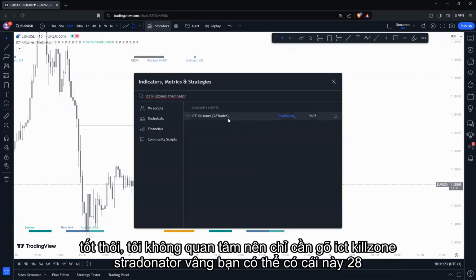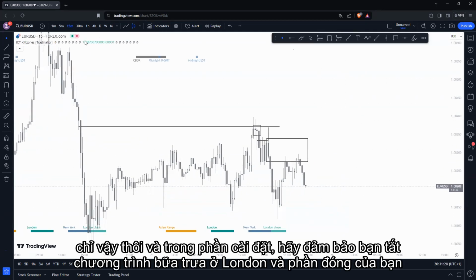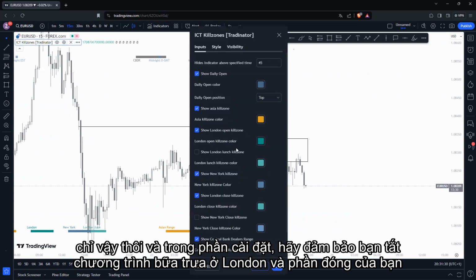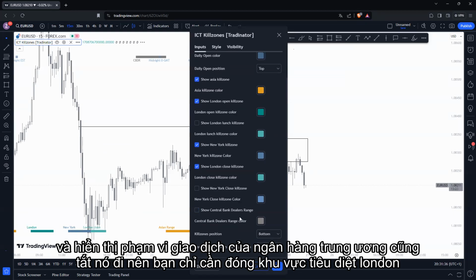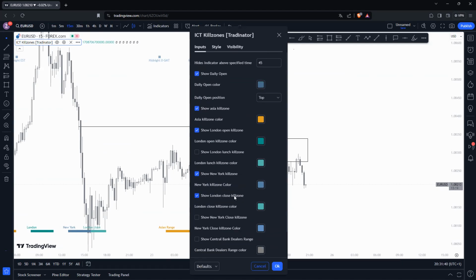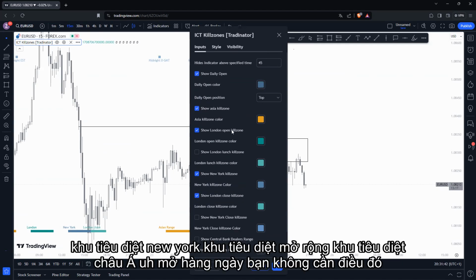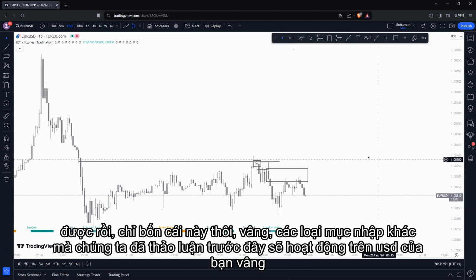You can have this on TradingView. On the settings, make sure you turn off show London lunch and show central banks dealing range. So you only need the London close kill zone, New York kill zone, London open kill zone, and Asian kill zone. You don't need the daily open. So just these four.